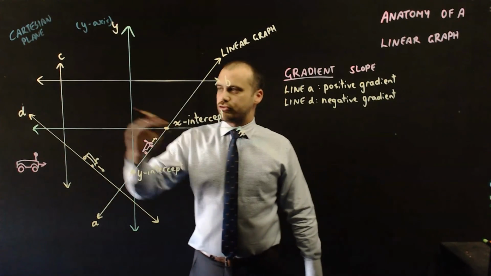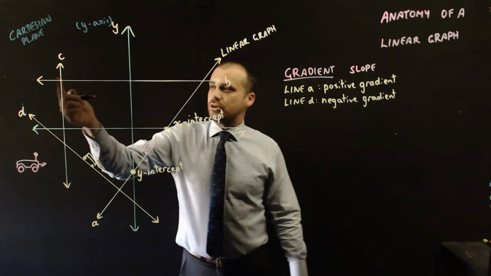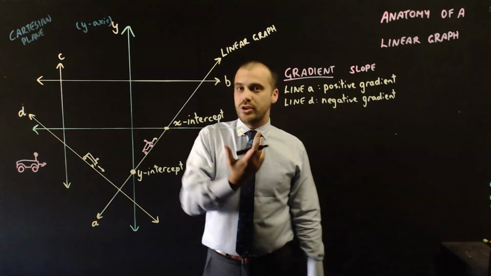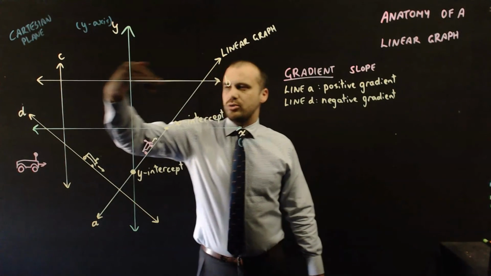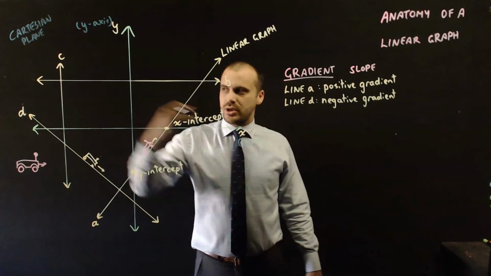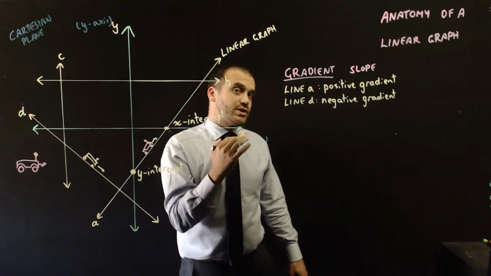What if our car were to drive along from this side of the page to this side of the page along line B? Would it be going uphill? No. Would it be going downhill? No. Is there any slope to this? No. There is no slope to this. So a horizontal line has a slope or a gradient of 0.